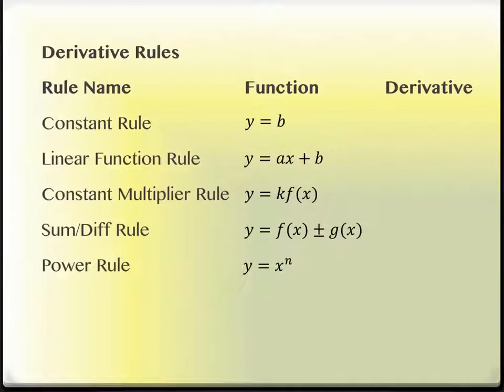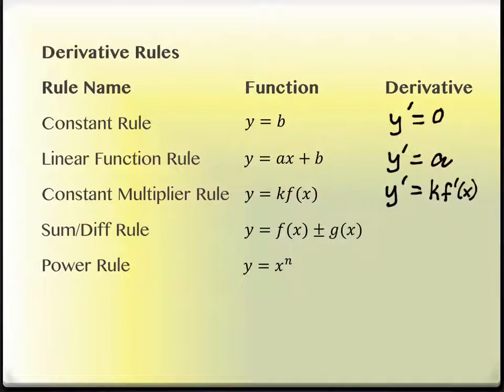Okay, let's go back to the previous slide. What's the derivative of a constant function, like y equals b? What is it? It's 0. How about a linear function? It'll just be a. Yeah, it's just the slope of it, which is a. What happens when you have a constant multiplier? The constant stays. You just take the derivative of f of x.